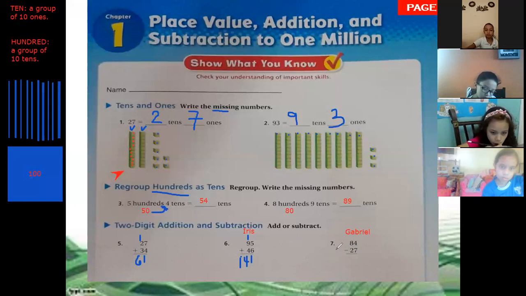Gabriel, subtraction. 84 minus 27. Gabriel, microphone.